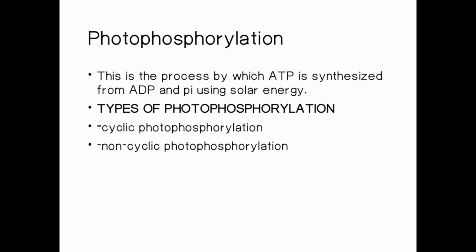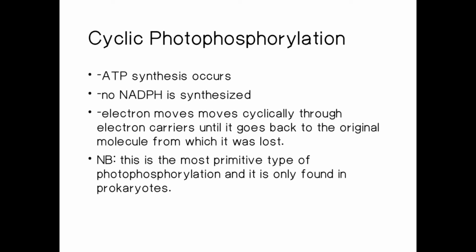So let's look at these types of photophosphorylations. Let's begin with the cyclic. This is the most primitive type of photophosphorylation. It is found only in prokaryotes. Are we together? Those prokaryotes that are so primitive, the bacteria, that's where we find this cyclic photophosphorylation. It is ancient, it is of a long time ago. However, I think it is the origin of the name photophosphorylation. It is where ATP synthesis occurs, but there is no synthesis of NADPH.